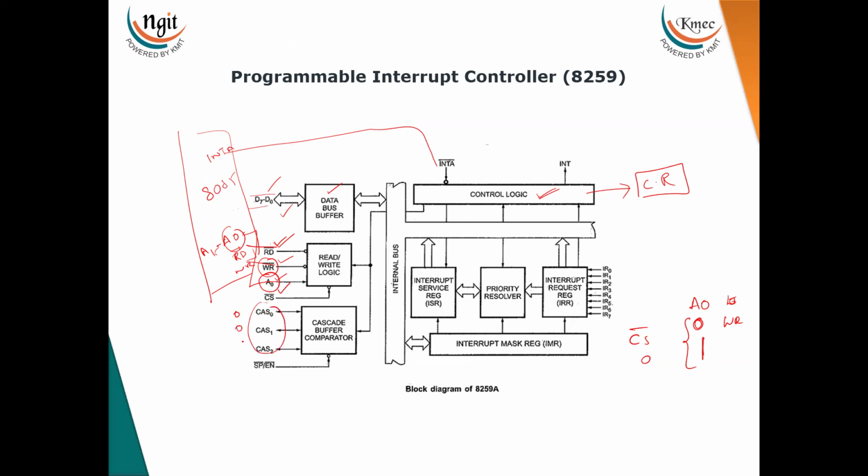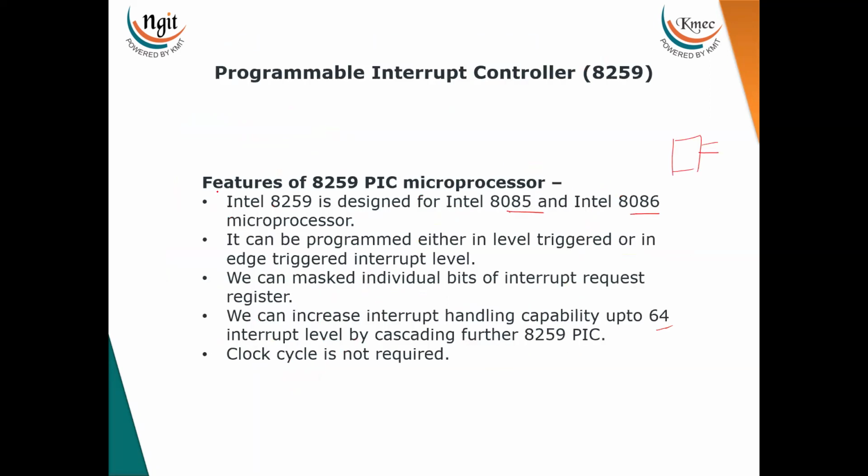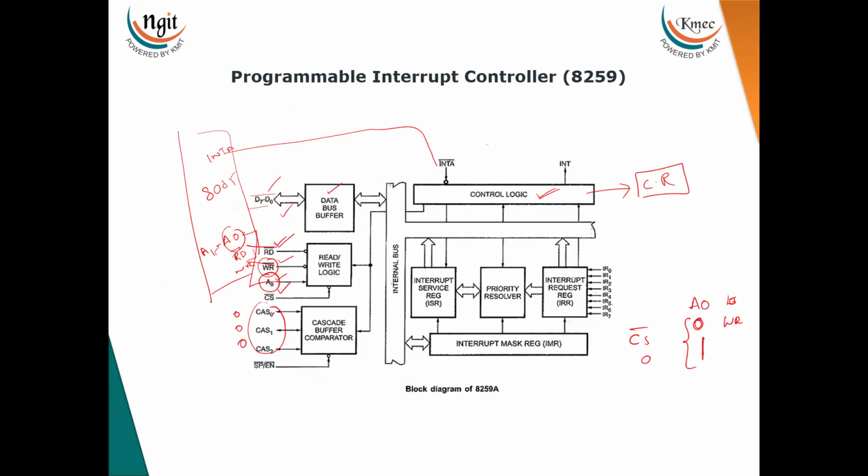Now here if it is 000, it means the first IC, which is connected to IR0, is being served by the 8085. Like that, a total of 8 combinations are there. Here 3 pins are there, so 2 to the power of 3 is equal to 8. So which IC is being served can be indicated by these 3 pins.